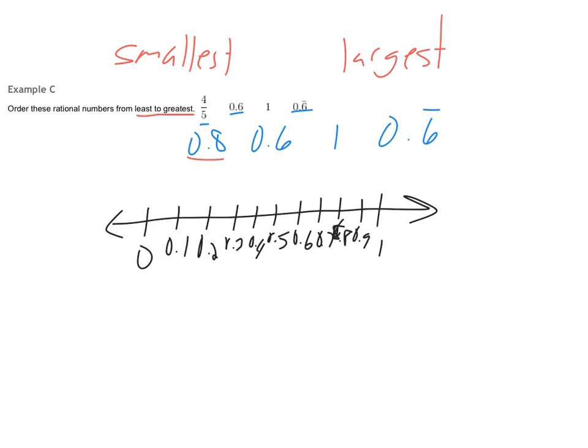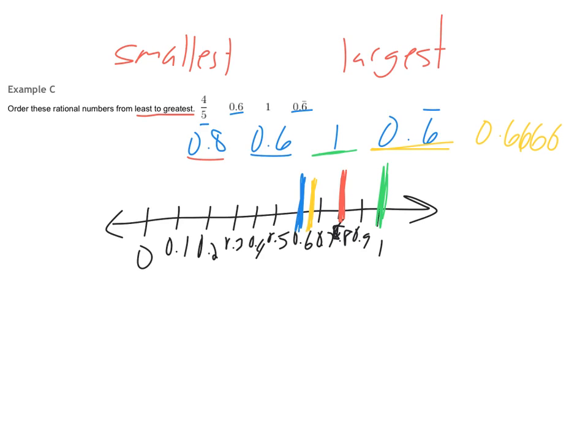Now, the first one, 0.8, sits right here at 0.8. 0.6 is right here. 1 is here. And 0.6 repeating, so 0.6666, that's going to be somewhere between 0.6 and 0.7. So I'm going to put that right about here.